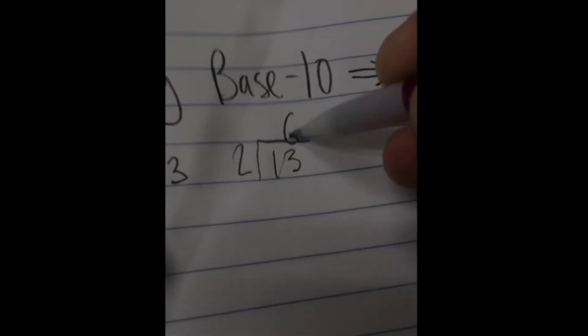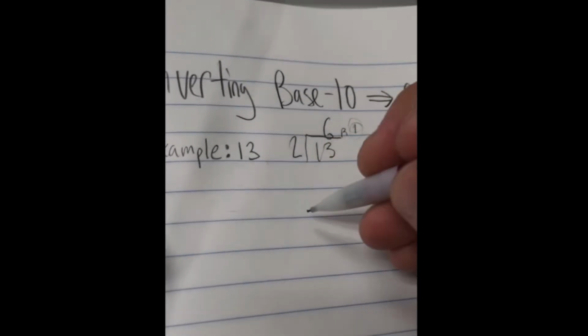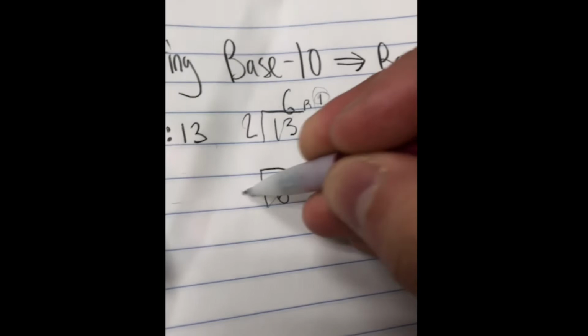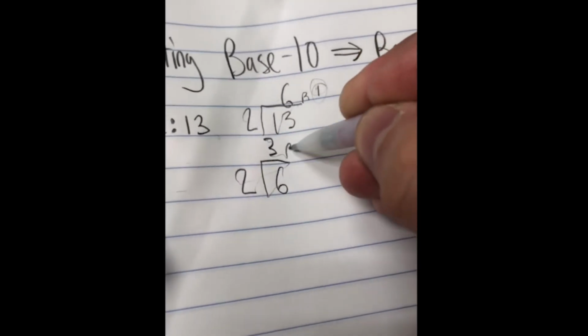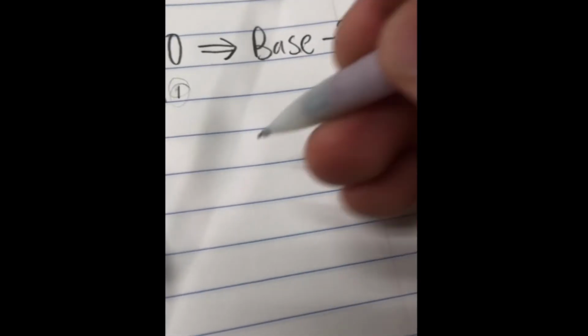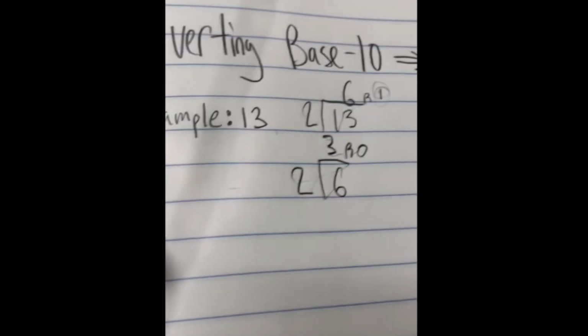We know this is 6, remainder 1. Now the remainder is really important, and this is what we really want to keep track of. So we're going to write that over here to the side. Now we have 6 divided by 2. And that's 3, remainder 0. So we're going to write down our 0.